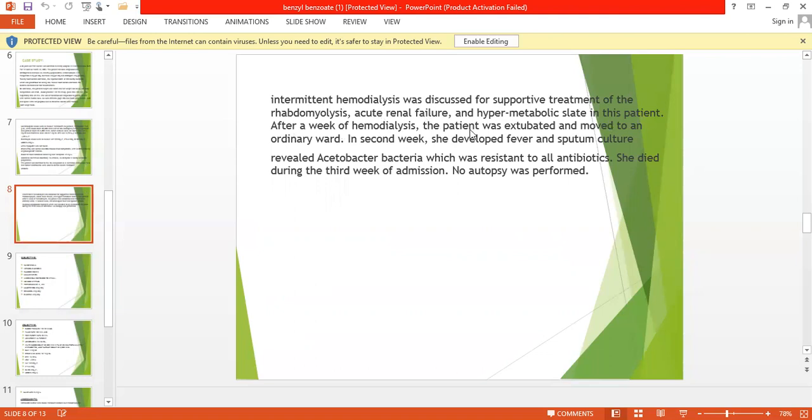After a week of hemodialysis, the patient was extubated and moved to the ordinary ward. In second week, she developed fever and sputum culture revealed Acinetobacter bacteria, which was resistant to all antibiotics. She died during the third week of admission. No autopsy was performed.